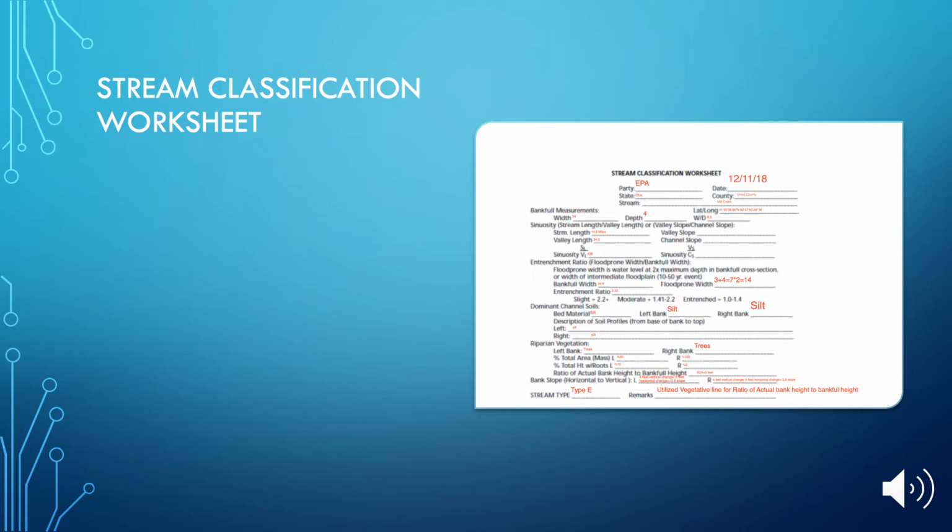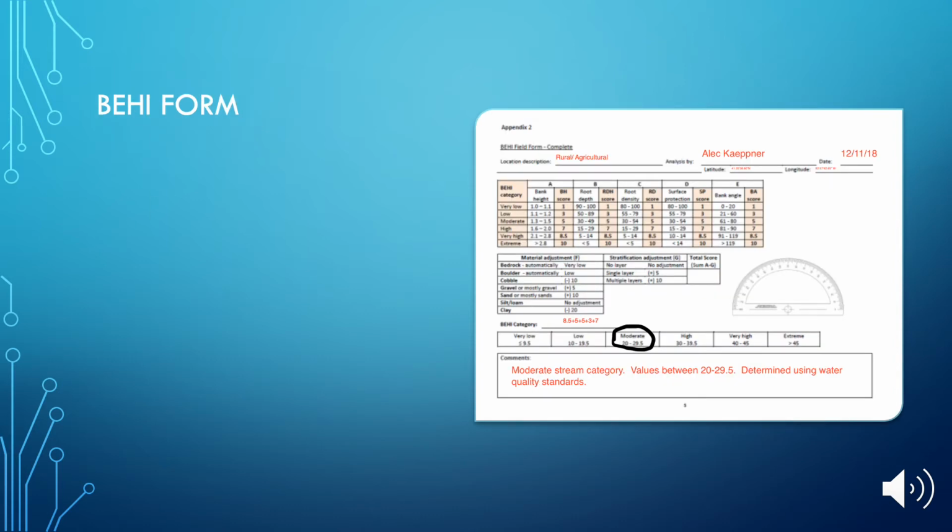But essentially, at the top, you want to put your dates, the county, the name, the agency that is conducting this study or these calculations, and the location, and then you're just going to go into your basic calculations. So stream length, valley length, sinuosity, the channel, the soils, and the riparian vegetation. Once you calculate all that, you can go into the BEHI form, essentially the same thing.